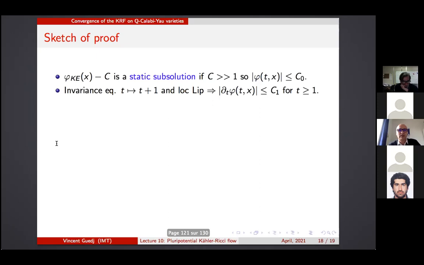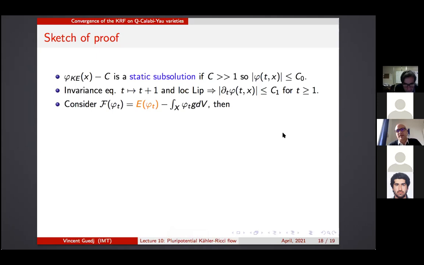Then I make the following important observation: the equation is invariant if I renormalize in time by shifting by a constant. As we have seen earlier, we have an important Lipschitz estimate. The time derivative of phi is bounded from above by C1, maybe not for time close to zero, but at least for time greater or equal than one. But because the equation is invariant under time translation, what I do get is a uniform Lipschitz estimate.